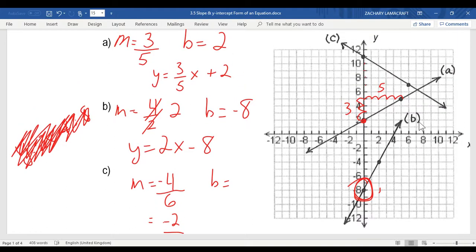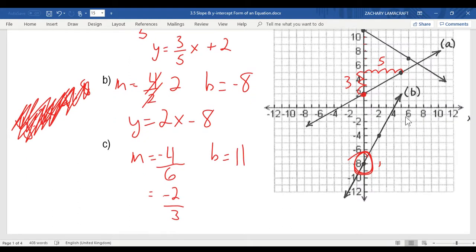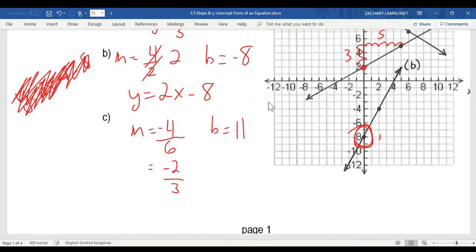Where on the y-axis does it cross? 11, right? Positive 11. So do me a favor, put it all together for me, my friend. Negative 2 over 3 what? Guys are rock stars. Okay. This making sense? Cruising with this?